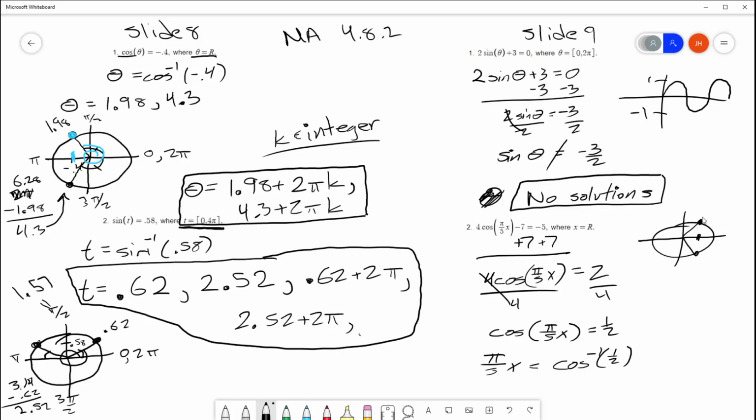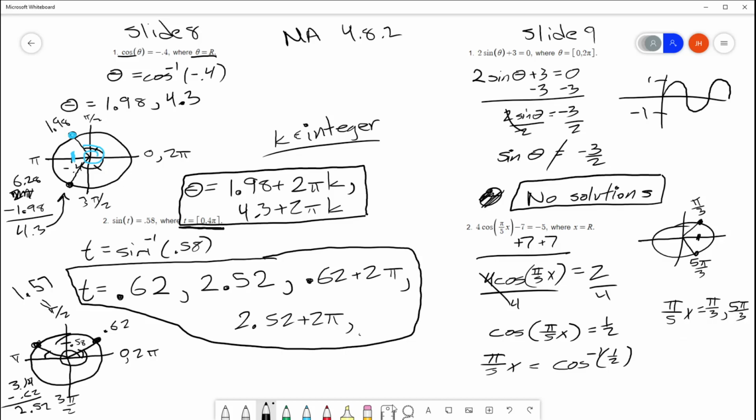And this one here is at pi over 3. If you look at your unit circle, you would see that. And the one down here is 5 pi over 3. So what I end up seeing is that I get pi over 5x equals pi over 3, comma 5 pi over 3.